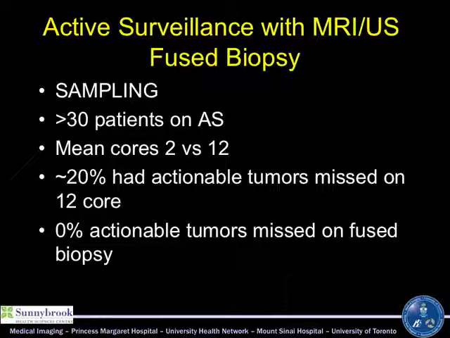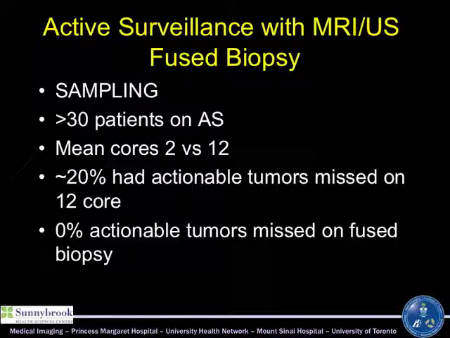And what we've shown is that overall in the patients, some patients we don't do any targets, that the mean cores are 2 versus 12, so we're getting away with a very low core count. 20% of patients have had actionable tumors missed on the 12 core. And so far, we haven't missed a Gleason 7 case in even up to 65 patients. I think this will change. I think this number will come up to about 10% as we move on in terms of missed tumors compared to the 12 core. But having said that, we're very happy with these results. And this is with ultrasound MR fused biopsy using the UroNav system.